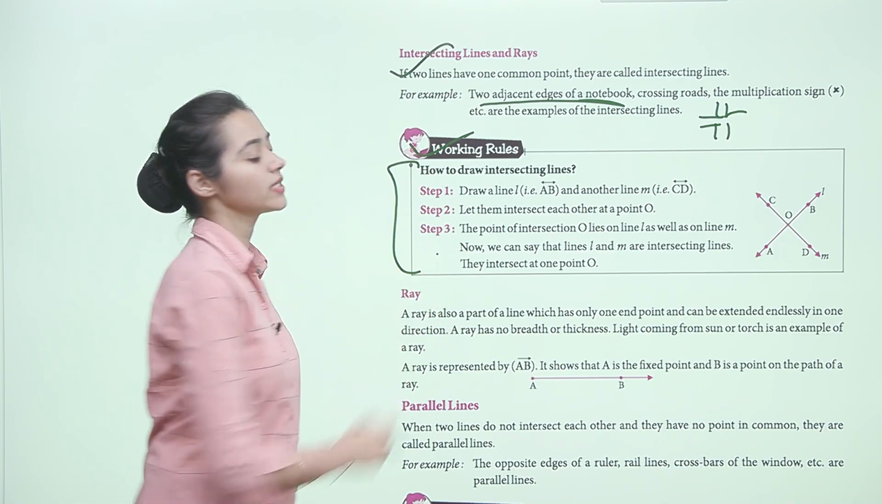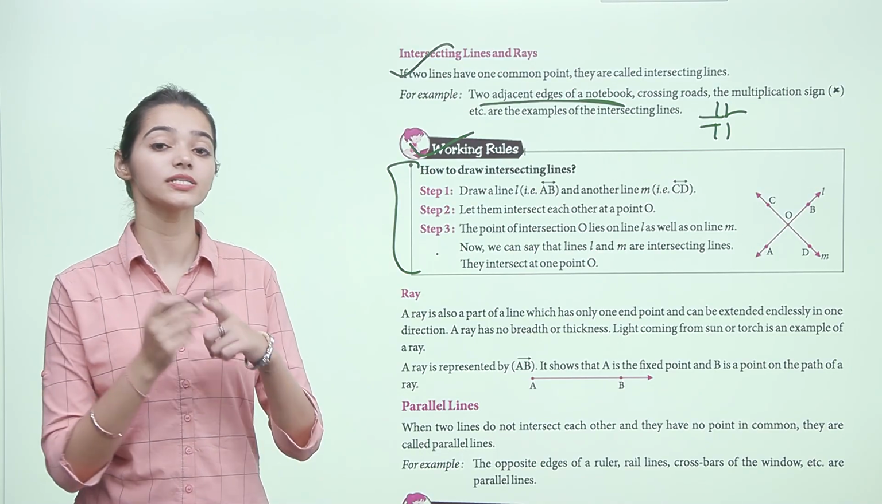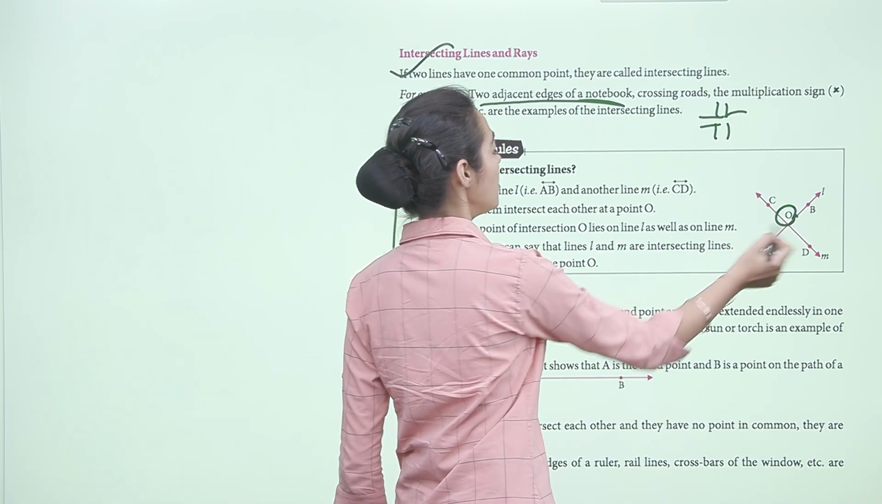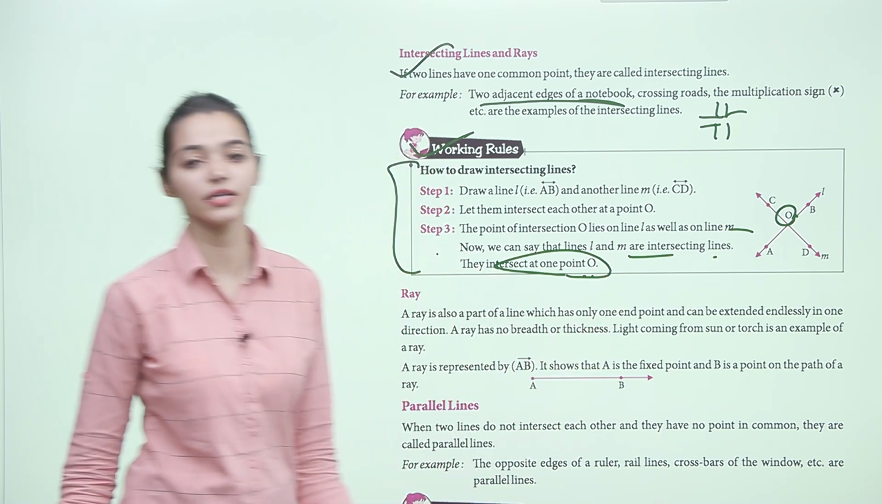Working rules, how to draw an intersecting line. Firstly, we will draw a line AB, then another line CD or M. They are intersecting at each other at point O, and O is our what? Point of intersection, and both the lines L and M are intersecting lines.